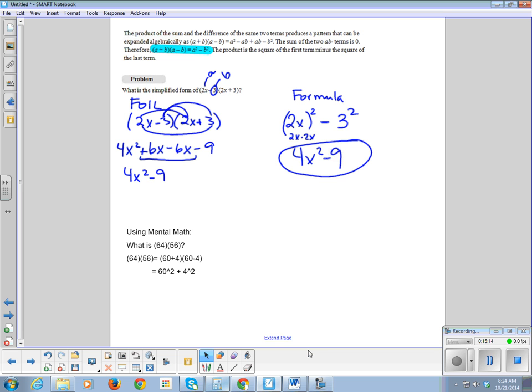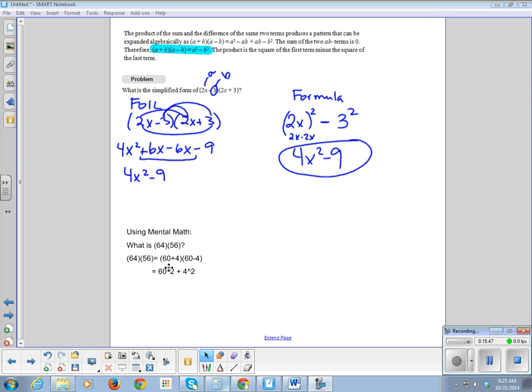All right, so here's the part that is brand new to me. I can imagine that y'all haven't seen it either. Using mental math, what is 64 times 56? This works for two numbers that are close to each other, because what happens is you take the 64 and 56 and both of them are really close to 60. They're actually 4 units away from 60.